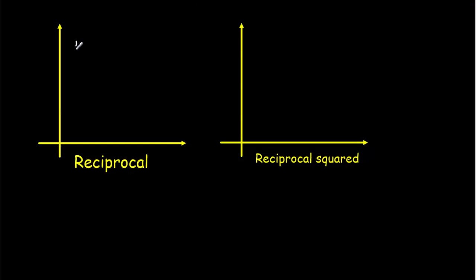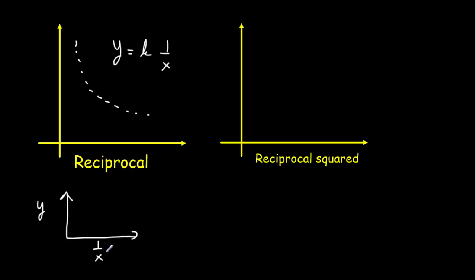If your data looks like this, you're probably going to guess that it's a reciprocal relationship. General relationship for reciprocal is k times 1 over x. So what are you going to plot? You're going to plot y against 1 over x.